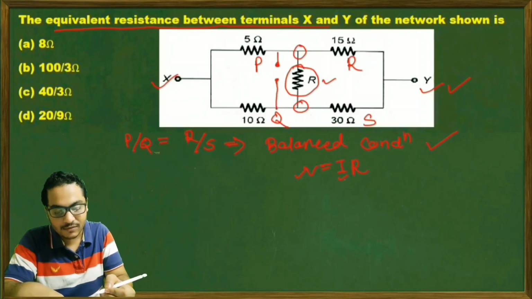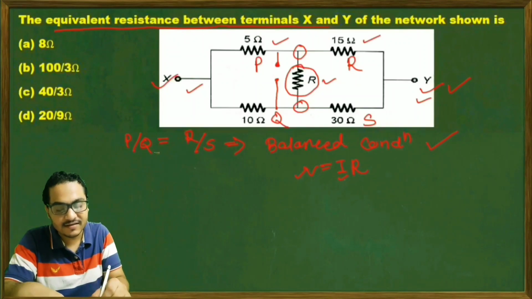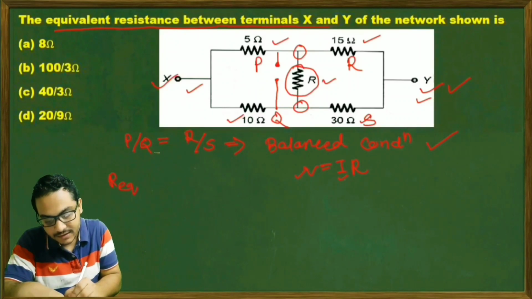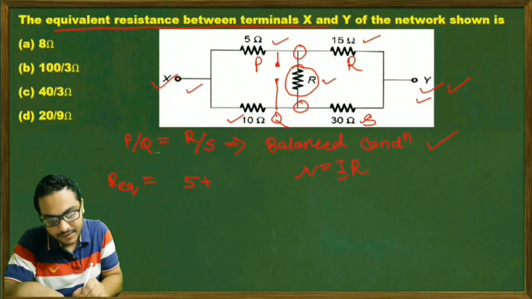Now we can calculate the equivalent resistance between the 2 points very easily. Why? Because there is no R, so these 5 ohm and 15 ohm are connected in series, and 10 ohm and 30 ohm are connected in series, and both equivalents are connected in parallel. So the equivalent resistance between the points X and Y equals 5 plus 15 ohm parallel with 10 plus 30 ohm.